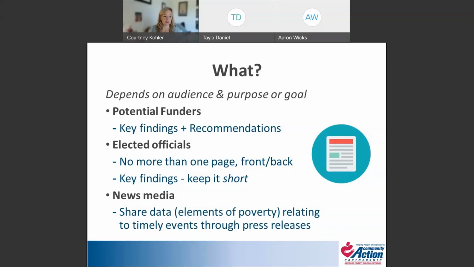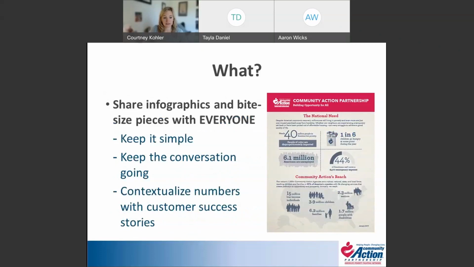And then news media. It can be helpful a lot of times to share, especially data elements of poverty related to timely events in the community. So if you can tie it back to what's happening in the community, that's going to catch people's attention, that can be helpful. Press releases is one good way to do that. And then for anyone, infographics, visuals, bite-sized pieces are very helpful.